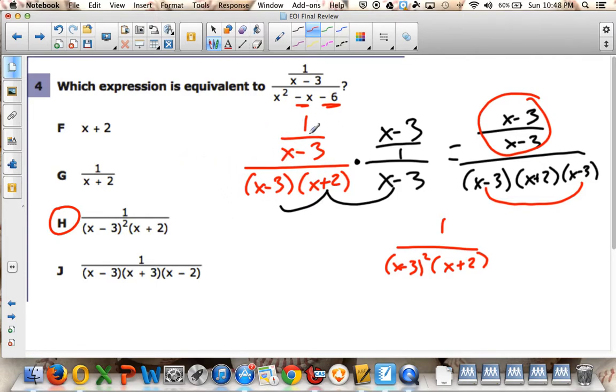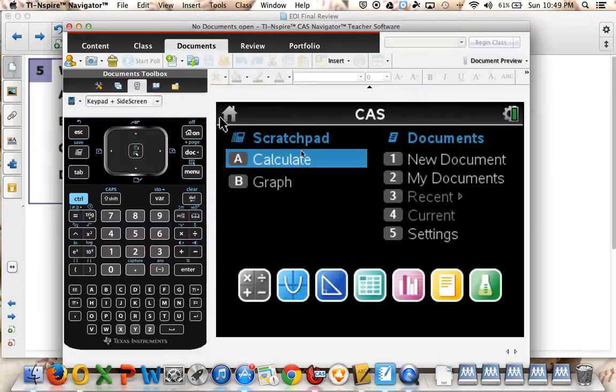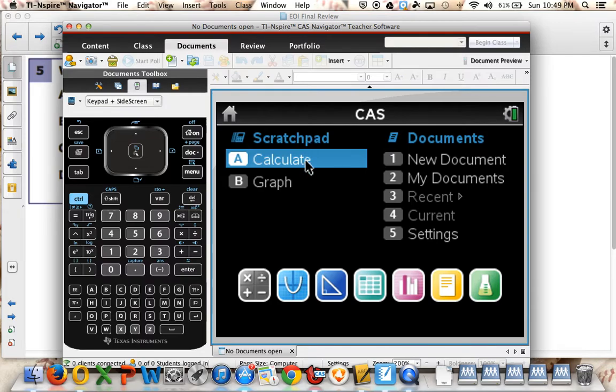Anytime you have a fraction inside of a fraction, you multiply by the denominator to get rid of it, by this denominator. And since I multiplied by a form of 1, I canceled it off. And that's what I'm looking to do. Next question. What is the product of 3 minus 5i and 2 plus 4i? Pick up your calculator and let's figure it out.